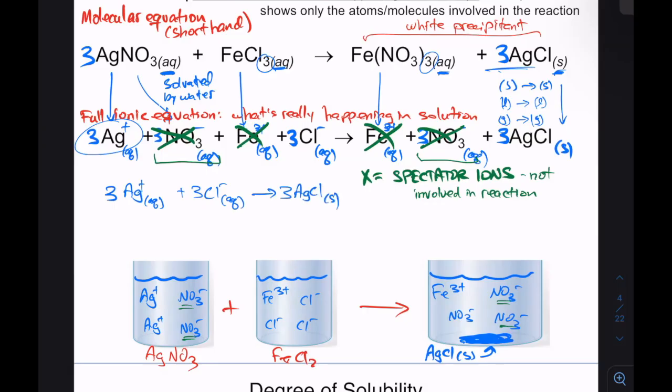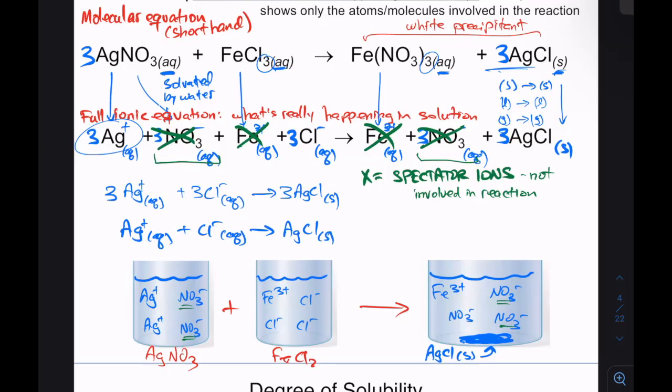And because it's 3 to 3 to 3, we can reduce these coefficients down to 1 to 1 to 1, right? We want to do that with our balancing. We always want to reduce this to the lowest whole number ratio. So that's going to reduce down to 1 mole of silver ions in aqueous solution plus 1 mole of chloride ions in aqueous solution will combine to give us 1 mole of silver chloride. That's solid.